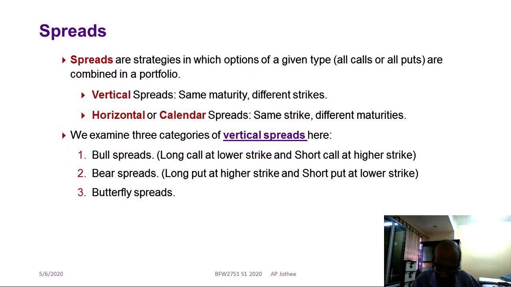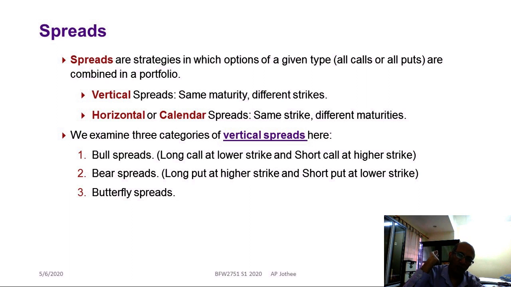Mainly, what I told you is that in a spread you spread out the strike prices. Spreads are strategies in which options of a given type, all calls or all puts, are combined into a portfolio. Maybe two calls in one portfolio or two puts in one portfolio, depending on whether your direction is bullish or bearish. Vertical spreads are where it's the same maturity but different strikes.